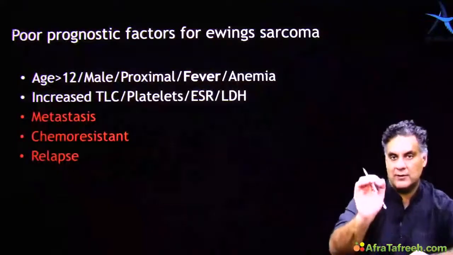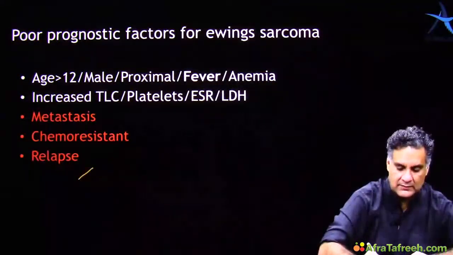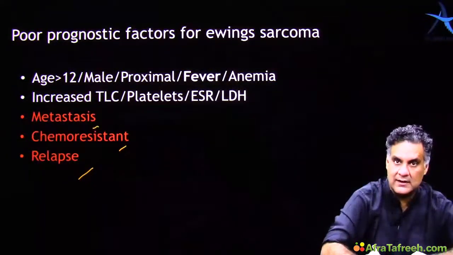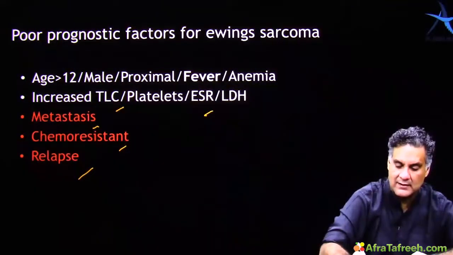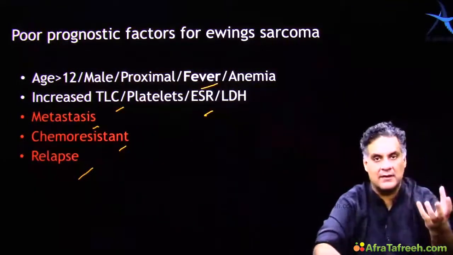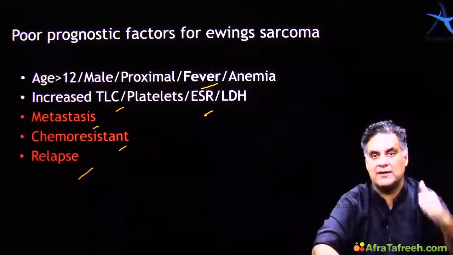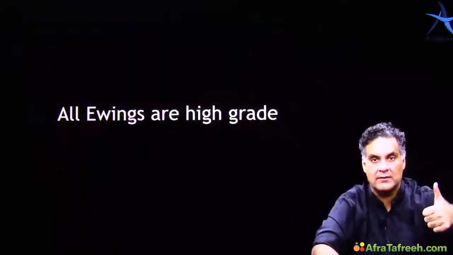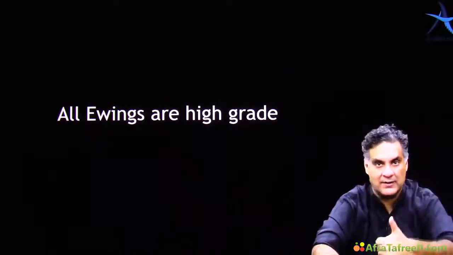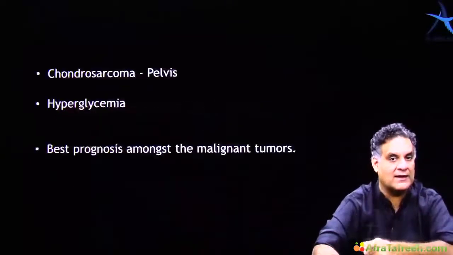And remember the poor prognostic factors of Ewing's: relapse, chemoresistance, metastasis, increased counts, ESR, fever. And isn't it just similar to the presentation of osteomyelitis? Yes, fever. So if Ewing's presents like osteomyelitis, it is already a poor prognosis. So remember one thing, Ewing's cannot be graded like osteosarcoma. All Ewing's are high grade.